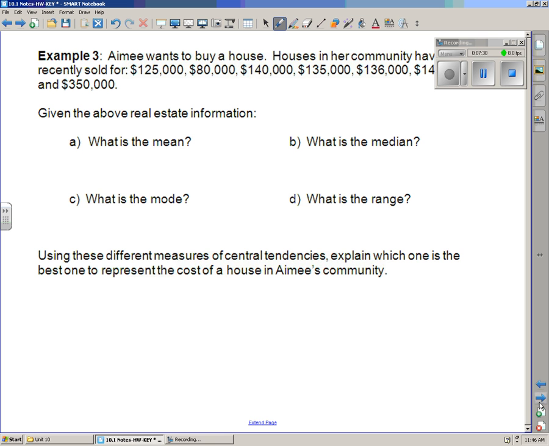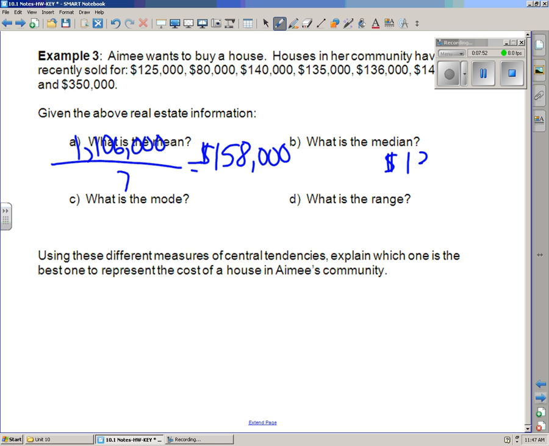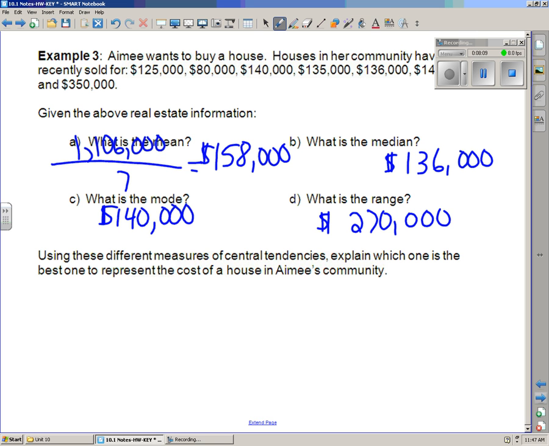What's the mean? When I add all those numbers up, the mean happens to be 1,106,000 divided by 7. So the mean happens to be 158,000. The median, there is one middle number when the numbers get put in order. I did not put them in order for you, but I trust that you can do that on your own. The median is 136,000. The mode, the number that repeats most often, is 140,000. And the range, when I subtract the lowest from the highest, is 270,000.